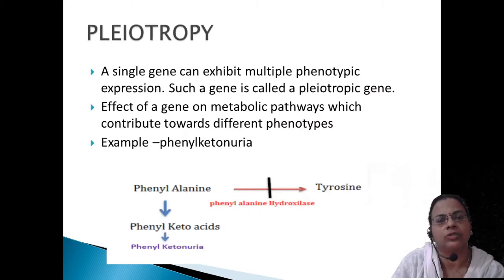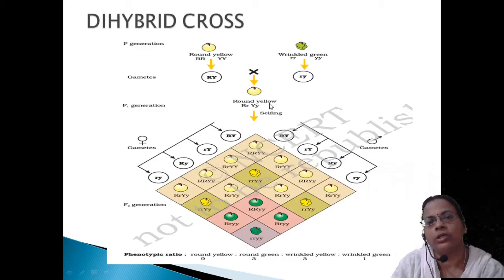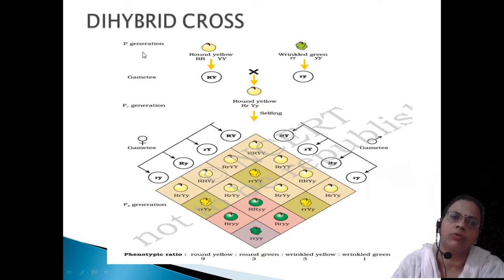The same way, a test cross also they have conducted. That is, test cross means F1 round yellow with wrinkled green. In that, instead of a 1:1 ratio, since two true characters are participating in that cross, the ratio will be 1:1:1:1, and all these combinations in 1:1:1:1. That I am not representing because we have already dealt with the monohybrid test cross ratio.